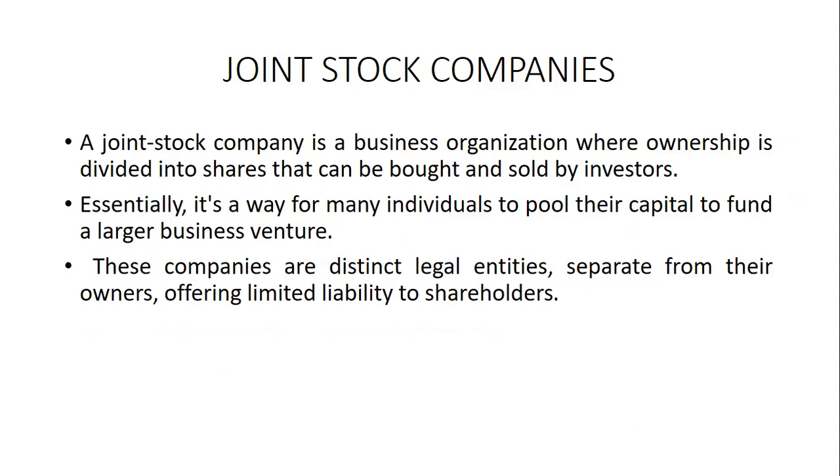Next one is the joint stock companies. A joint stock company is a type of business organization where the ownership is divided into an equal number of shares that can be bought and sold by investors. So essentially, it is a way for a large number of individuals to pool up their capital to fund a large business venture. So it is a public enterprise. These companies are legal entities separate from their owners, offering limited liability to shareholders.